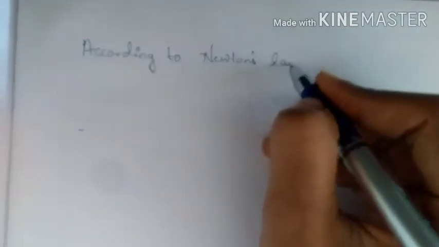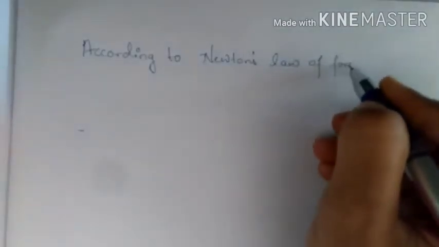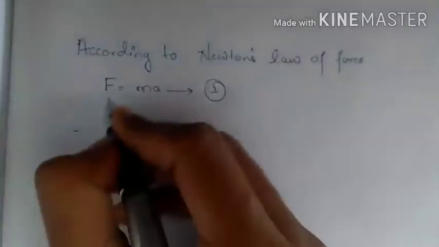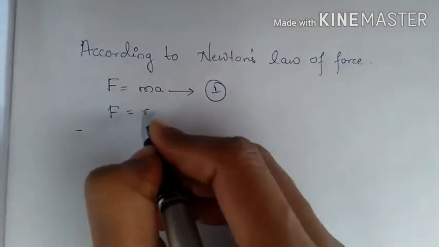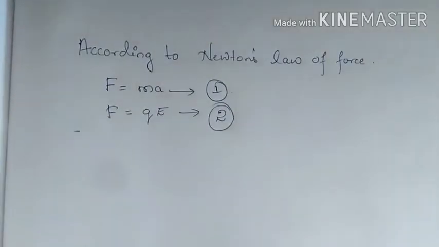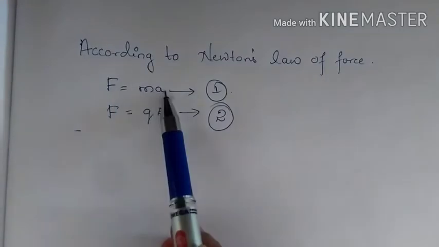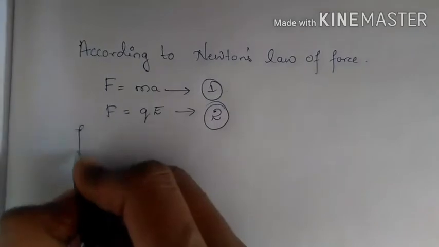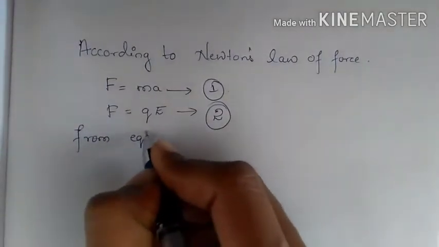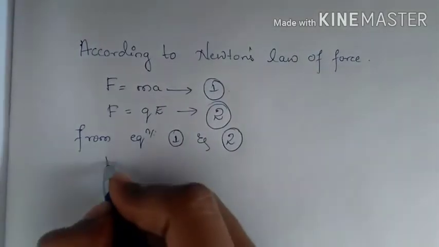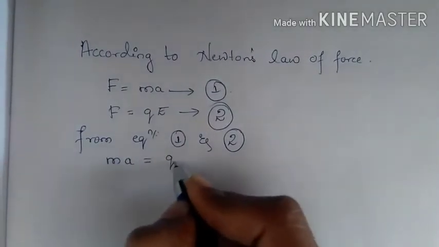Newton's law of force, we can write F is equal to ma. So let this be equation 1. So we also know F is equal to QE. Let this be equation number 2. So now I can equate this equation with this equation because the LHS terms are same. So from equation 1 and 2, I can write ma is equal to QE.